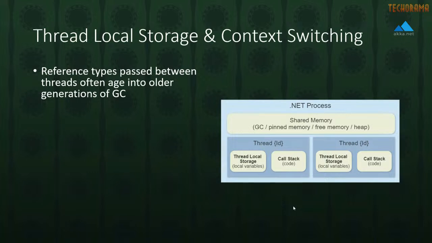So if I have an object that was previously used on this thread and is now used on this thread, that object's going to get rooted in multiple places. If it's rooted by a thread that's not currently executing, then we can't garbage collect it right now, and therefore it's probably going to age into those older and more expensive forms of garbage collection. That's one way in which context switching drives up some costs.